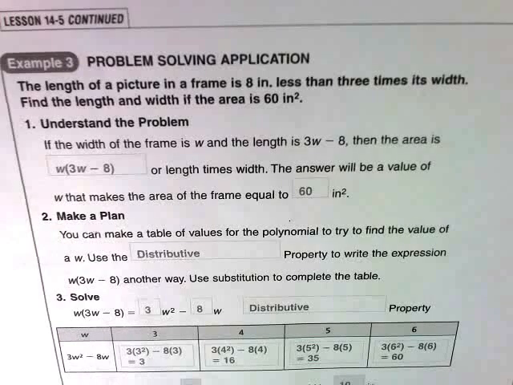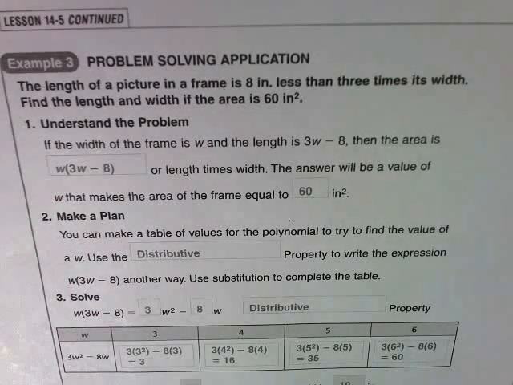So the answer here is going to be a value of W that makes the area of the frame equal to 60. All right, now obviously here what we're doing is we're solving this using the distributive property again, which is why it fits in this section, because that would imply that we're going to have to multiply, and this section is about multiplying. We're taking the length, 3 times W minus 8, and multiplying it by the width, which we've called W.